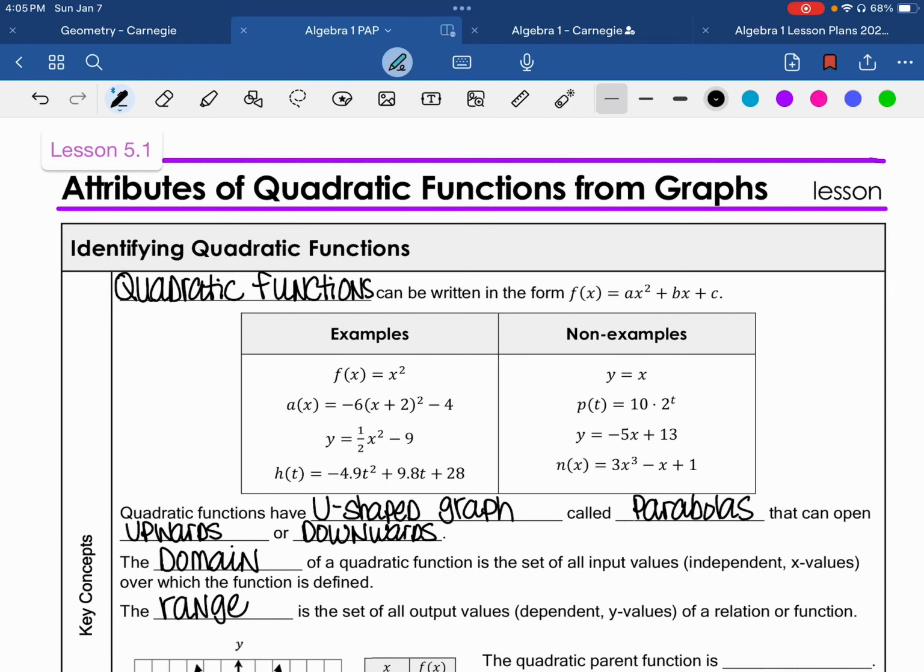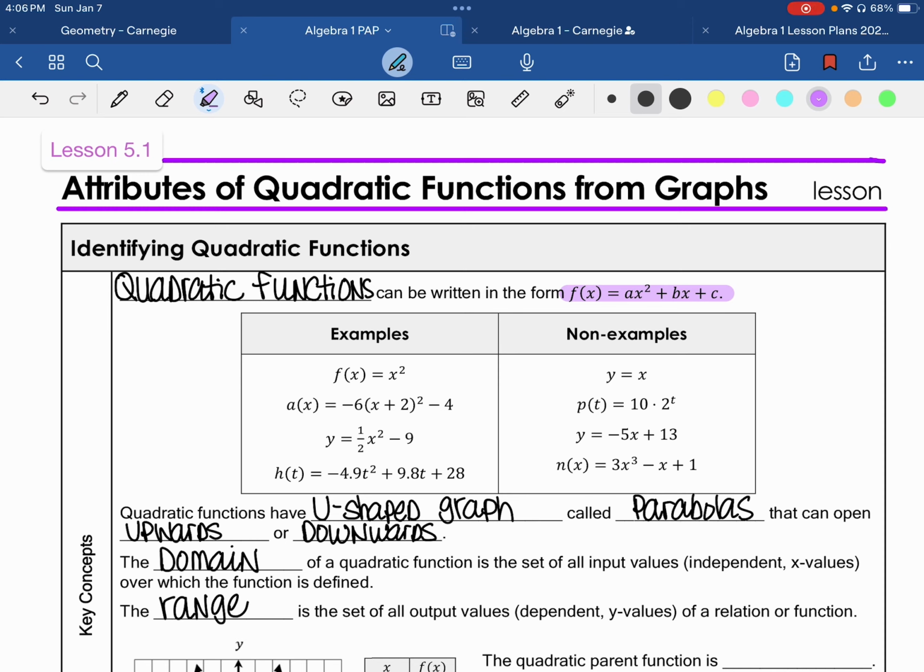Today's lesson is lesson 5.1, Attributes of Quadratic Functions from Graphs. Quadratic functions can be written in the form f of x equals ax squared plus bx plus c. Here are some examples and some non-examples of quadratic equations.